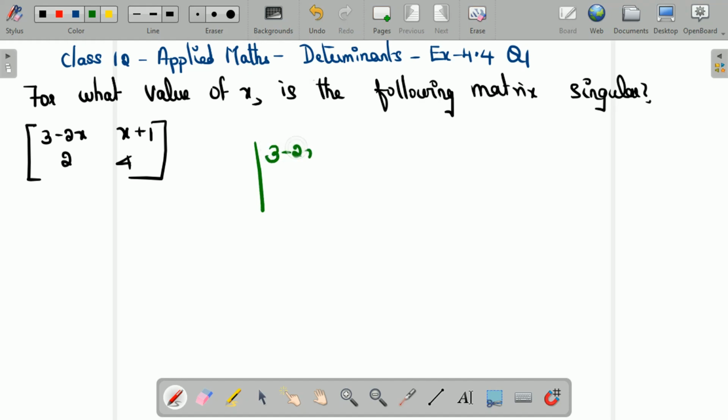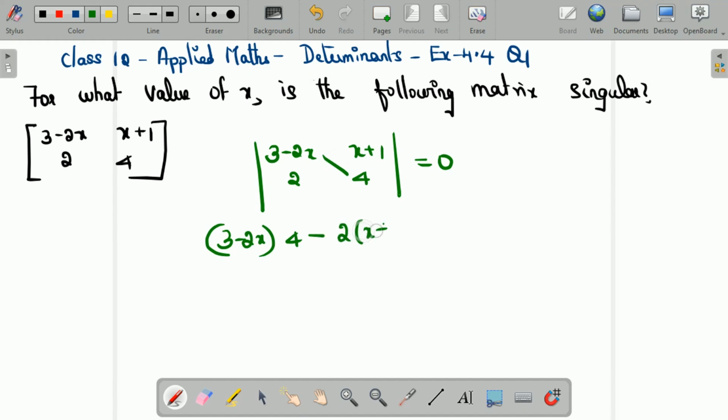So 3 minus 2x, x plus 1, 2 and 4. If this determinant value is equal to 0, then we call this matrix a singular matrix. So let's first evaluate. (3 minus 2x) into 4 minus 2 into (x plus 1) is equal to 0. So first let's expand: 12 minus 8x minus 2x minus 2 is equal to 0.